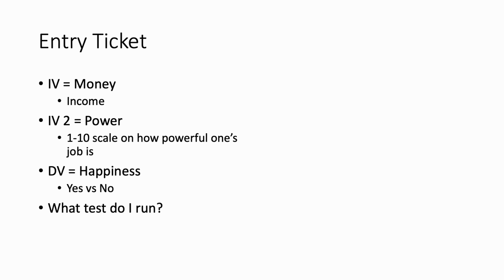Your independent variable 1 is money. That's going to be measured in income. So is that continuous or categorical? Your independent variable 2 is going to be power, a 1 to 10 scale on how powerful one's job is. You can actually look up how prestigious and powerful one's job is, but just sort of assume that. The important piece is that it's a 1 to 10 scale. Is that continuous or categorical? Your dependent variable is happiness, which is yes versus no. And what test do I run? So that is your entry ticket for the day. The only entry ticket for today is to use the decision tree to find out which test.